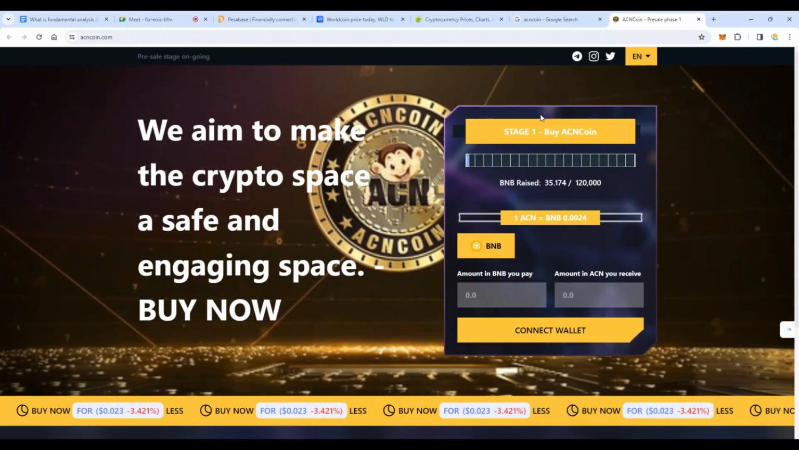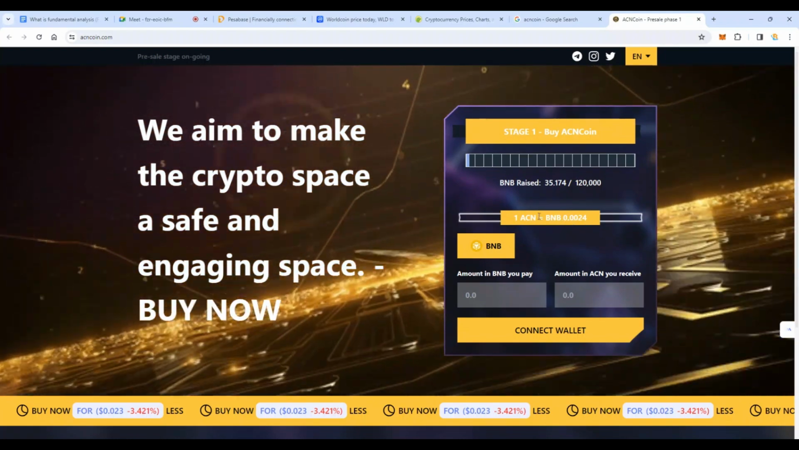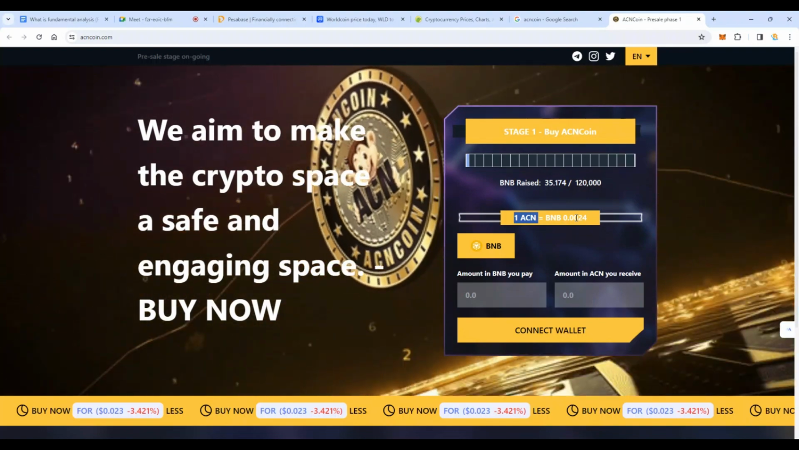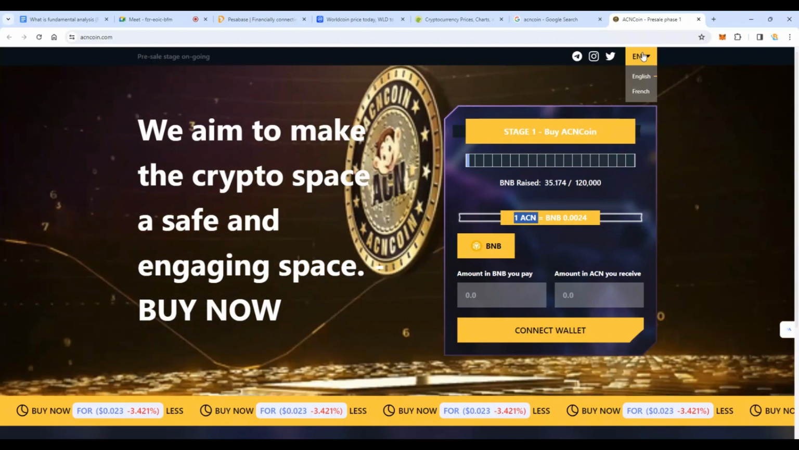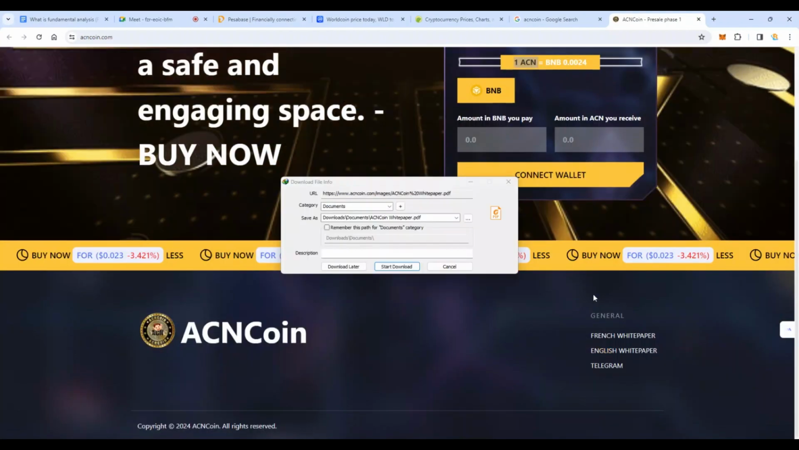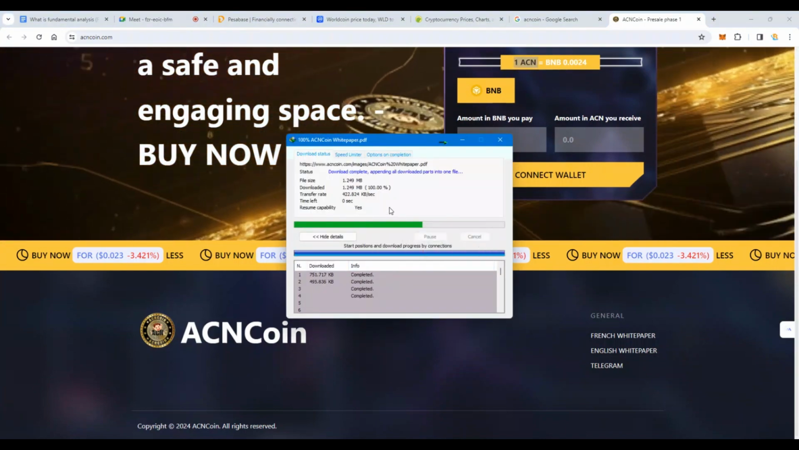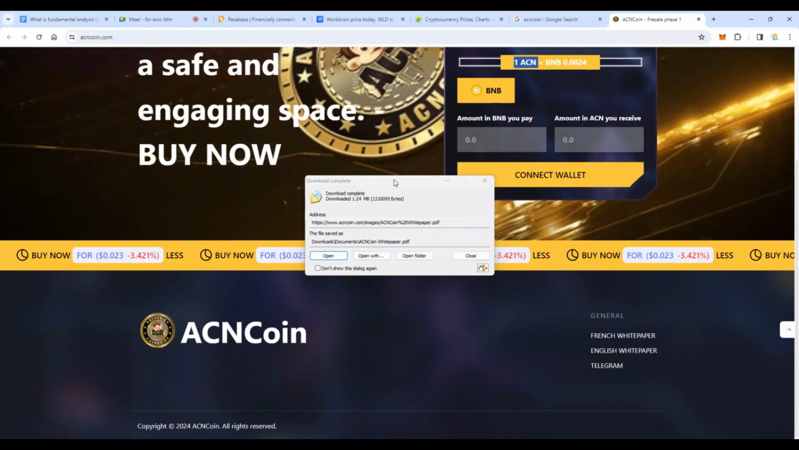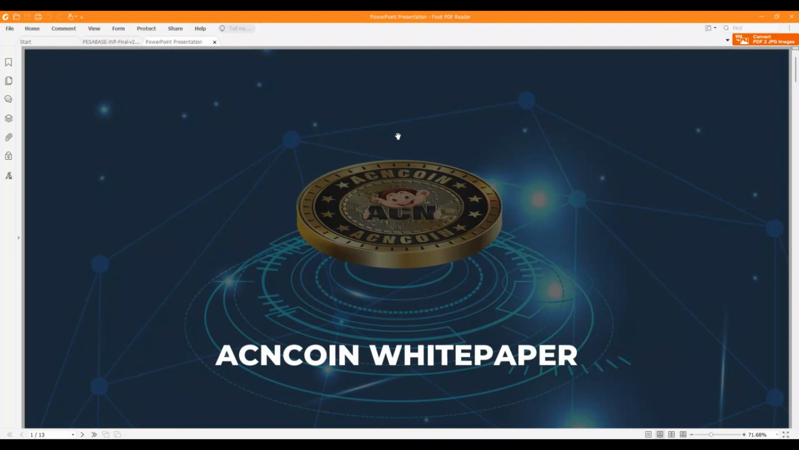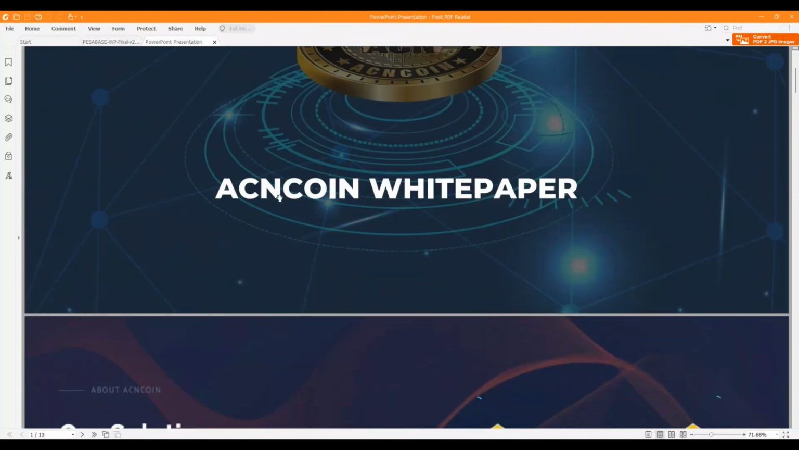Now, that is stage one, okay? And you can see they are saying that one ACN coin is trading for 0.024 BNB. Now, I want to see if I can get a white paper. Here we have it. And I want to show you what a bogus project looks like. So let's open this. And here we are, the ACN coin white paper.